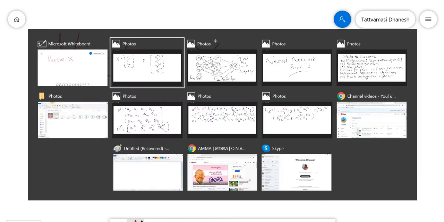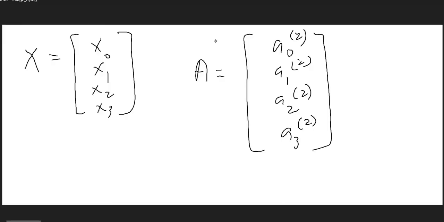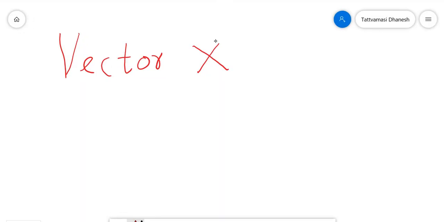That is vector x. Input nodes we are representing as vector x. So this vector is represented in this form: x is equal to x0, x1, x2 and x3, and the nodes from the hidden layer are given in the vector A. If you are familiar with physics and mathematics, you might have heard of scalars and vectors.